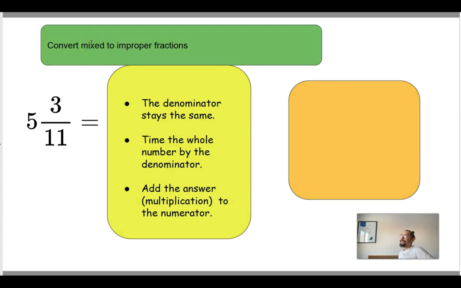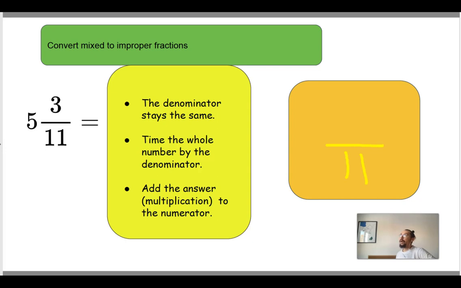Let's do the next one. So again, we have a mixed fraction right here, 5 and 3 over 11. The goal is to convert this mixed fraction into an improper fraction. Again, it says here, the denominator stays the same. So the number 11 stays the same.